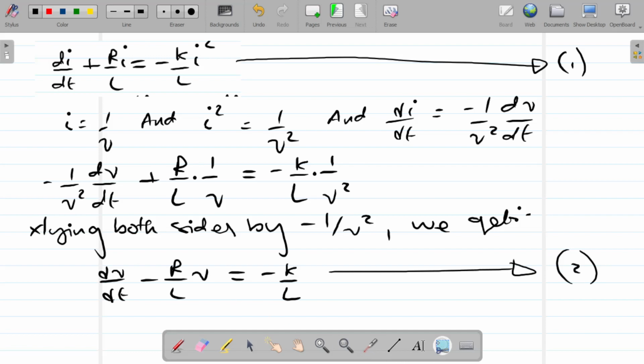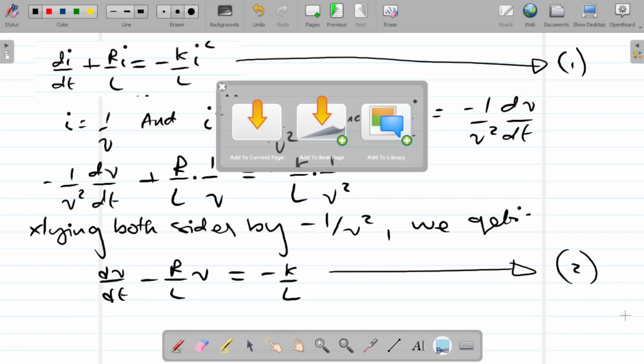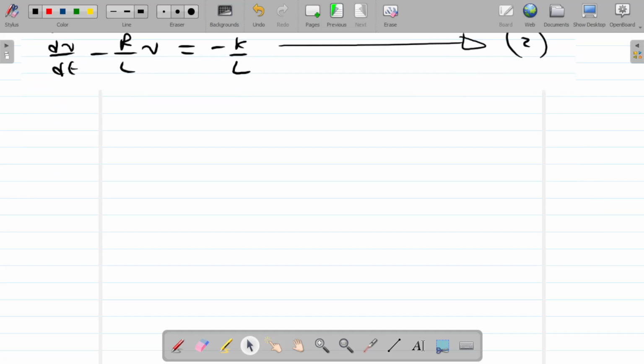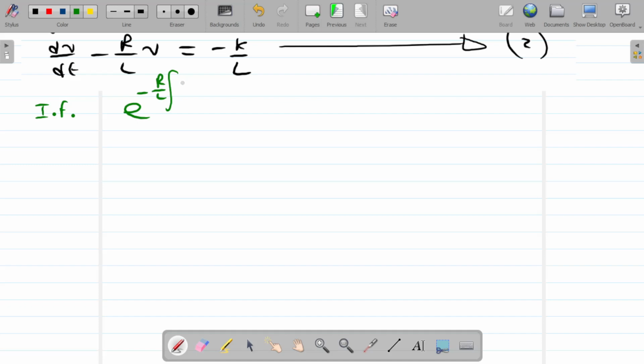Now let's take equation 2 and add it to a new page, and then we can hopefully solve it. So let's go to green ink. We want an integrating factor to solve this equation, and that's of the form e to the minus R over L times the integral of dt, which comes out to be e to the minus R over L t. So multiplying both sides of equation 2 by e to the minus R over L t, then we get the following.